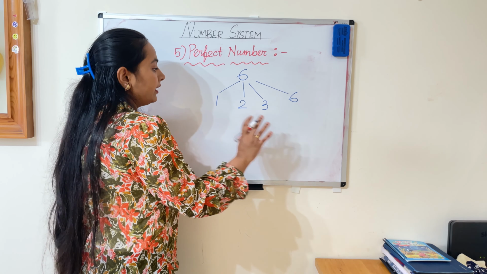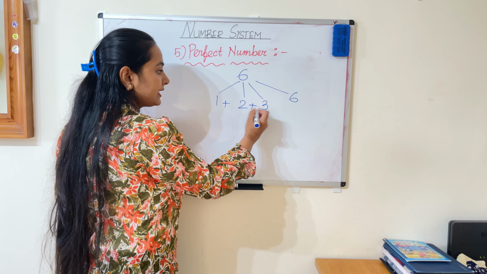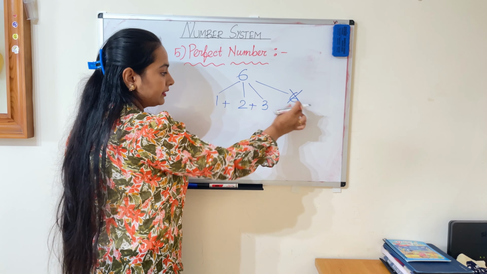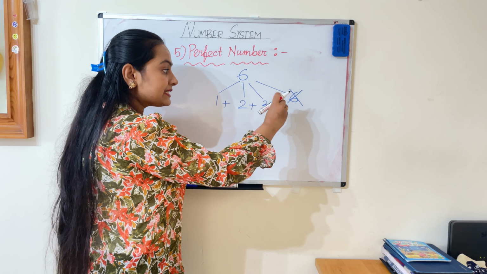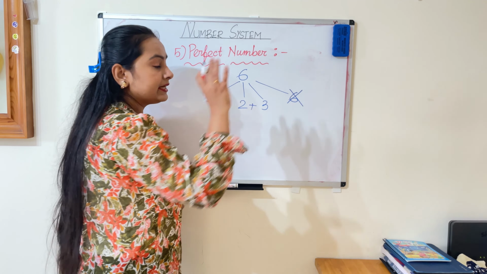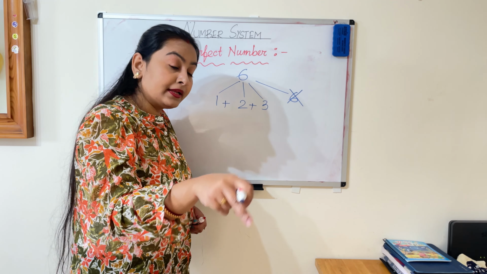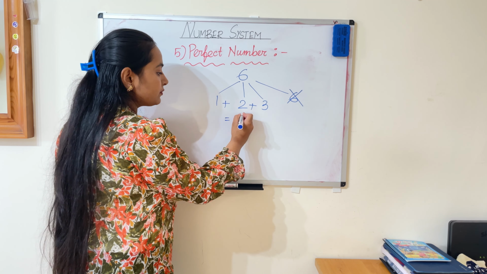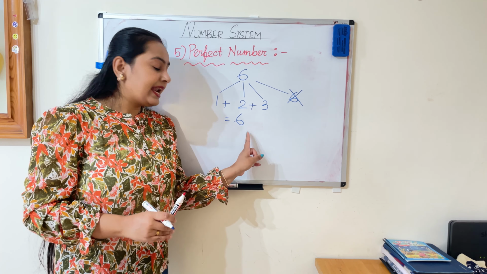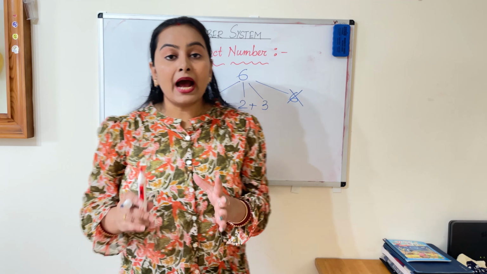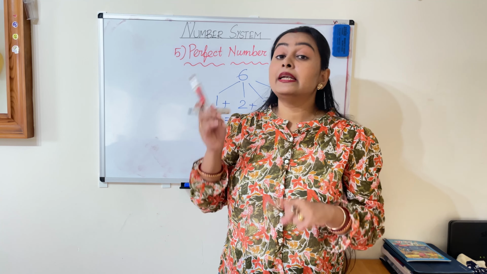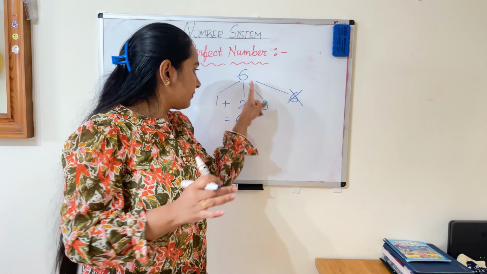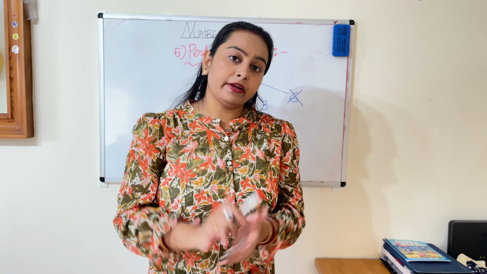So if we add these numbers except the number itself, we can't take that particular number. If we add the factors except the number itself, and if we get the same number, then that number is considered a perfect number. So what I am getting here, 3 plus 2, 5 plus 1, 6. See, 6 and here also 6. So if we add all the factors except the number itself and the result gives the same number, then that number is considered a perfect number, right?